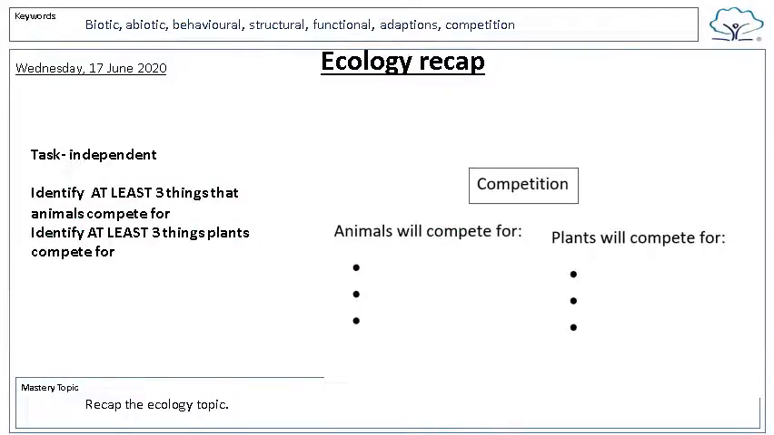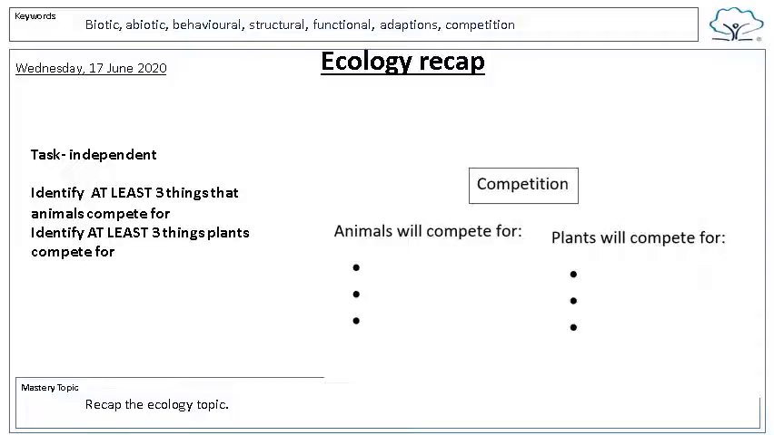Moving on to the next outcome for today. In your booklets, you've got a similar setup to what I've got on the right here. You need to be able to identify at least 3 things that animals compete for, and then 3 things which plants compete for. So you're thinking about if you have 2 packs of lions, for example, in the same area, what are they going to be competing for?